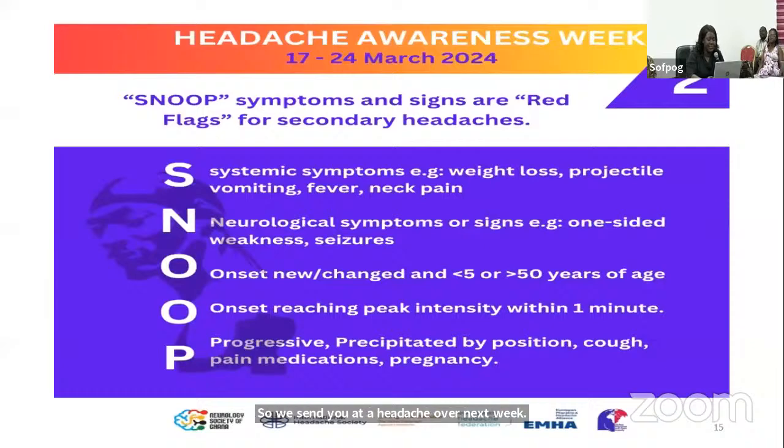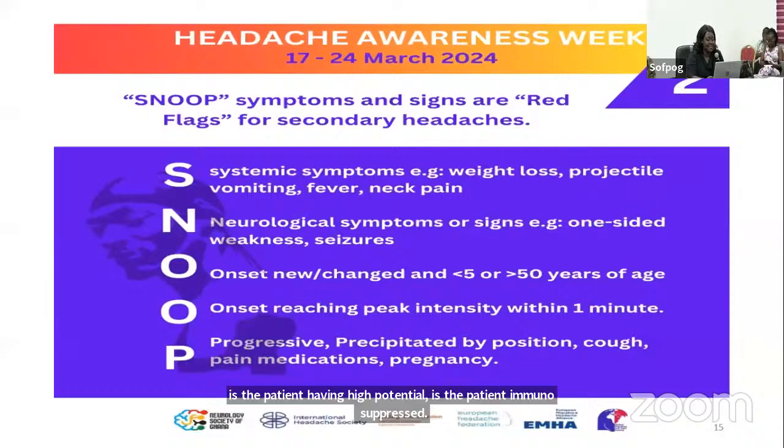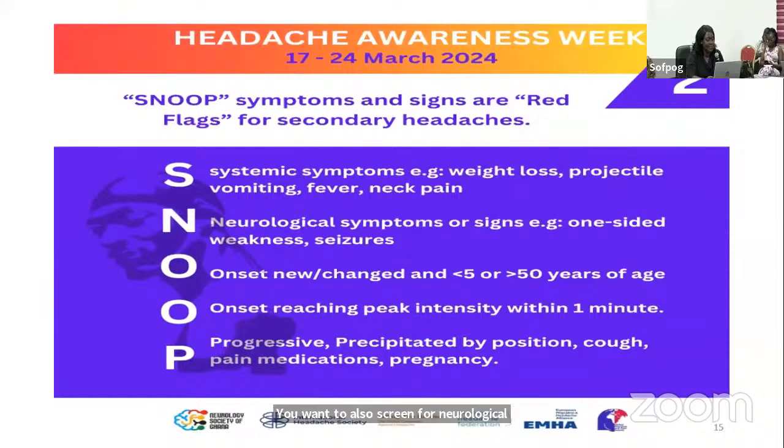in this lecture. You want to use the acronym SNOOP to screen for secondary headaches anytime we are exposed to a patient with a headache. So for us, we want to look for systemic symptoms such as weight loss, projectile vomiting, headache, neck pain. Is the patient having hypertension? Is the patient immunosuppressed? We want to also screen for neurological symptoms such as one-sided weakness or seizures.